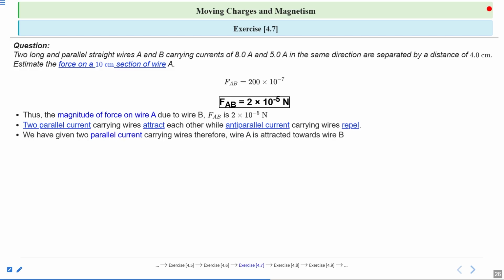We have been given two parallel currents. In the question, it is written that two parallel straight wires carry current in the same direction. So we have two parallel current carrying wires. Wire A is attracted towards wire B. Therefore, the direction of FAB force is towards wire B, because wire B is attracting wire A. So the direction of FAB will be towards wire B.